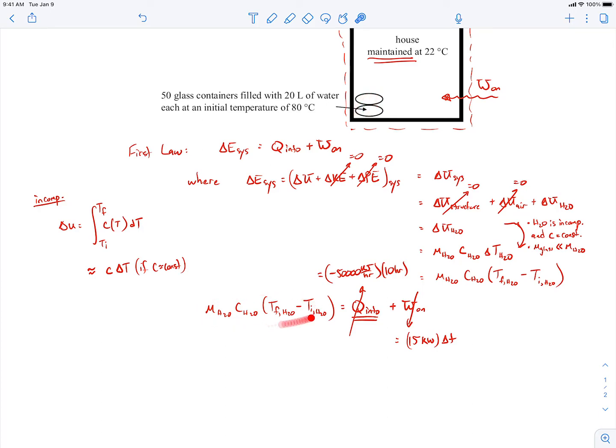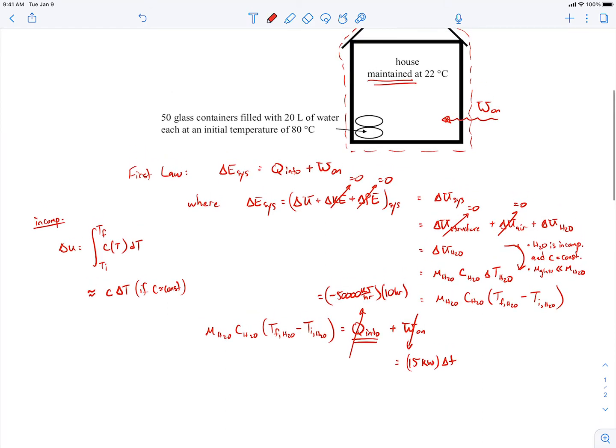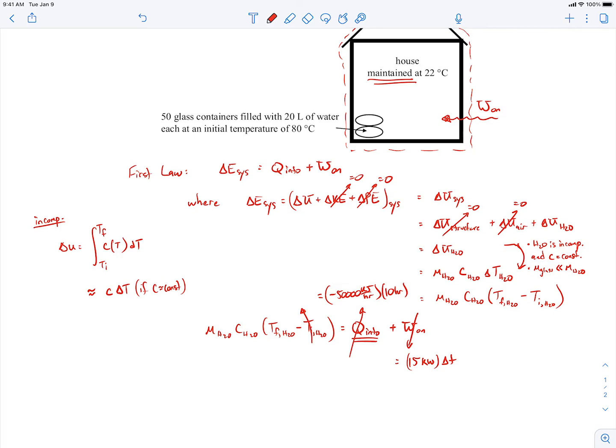Now, as far as this quantity, we have to find the mass of the water, the specific heat of the water, and the initial and final temperatures of the water. Well, the initial temperature of the water we're given as being 80 degrees C. The final temperature of the water would be down to 22 degrees C. Right? The specific heat of water, we can look that up in a table. That's 4.179 kilojoules per kilogram Kelvin. So that comes from a table of specific heats for various substances.